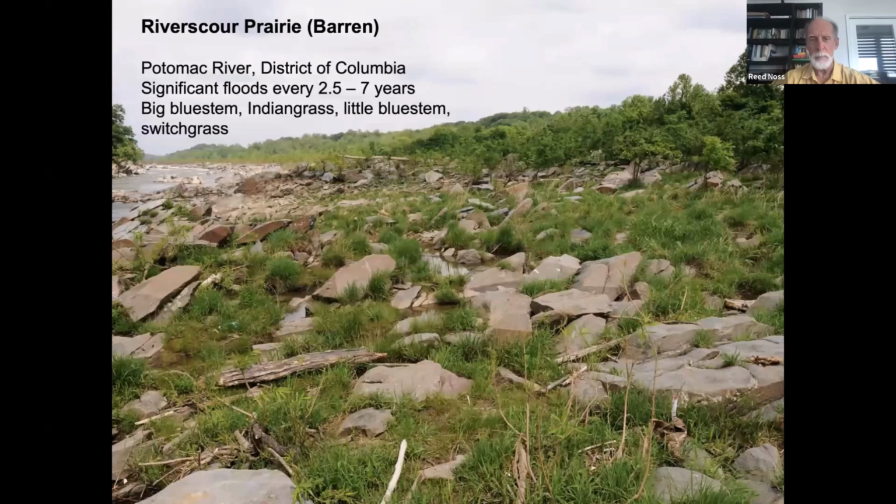River scour is another way. Frequent flooding and scouring by water or ice helps maintain grassland vegetation against woody encroachment. This particular example is within the limits of the District of Columbia along the Potomac River. It gets frequent floods every 2.5 to 7 years. And the dominant grasses are the same that you'd find in a typical tallgrass prairie: big bluestem, Indian grass, little bluestem, and switchgrass, for example.